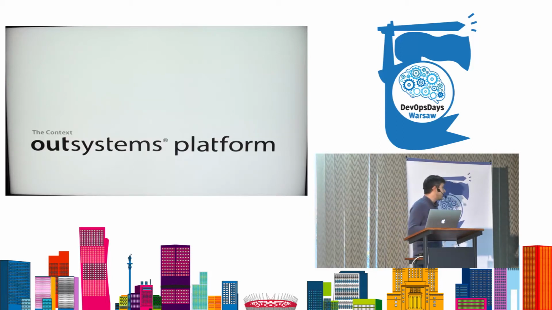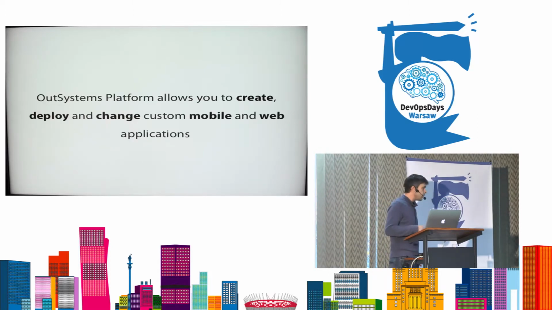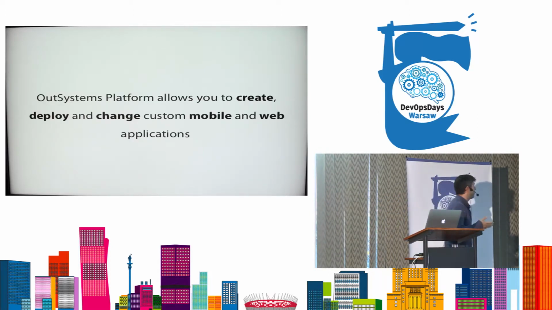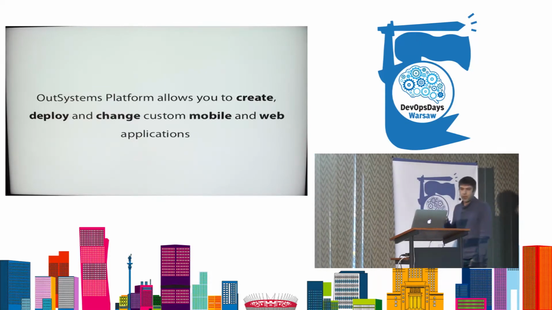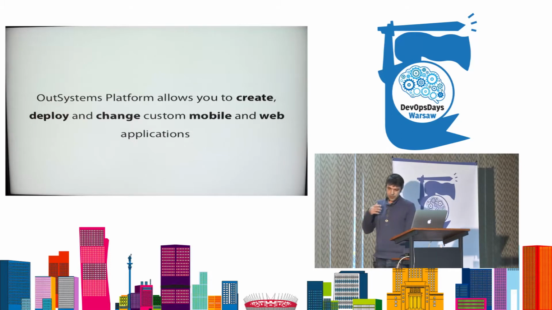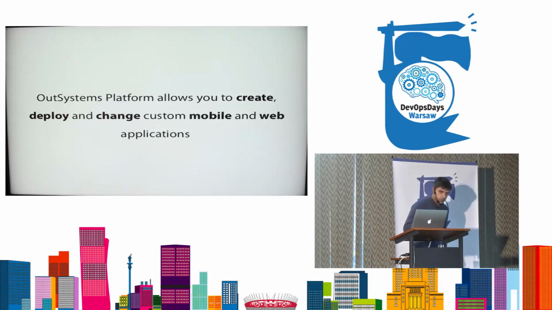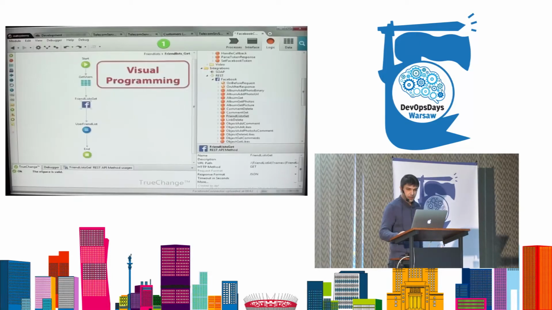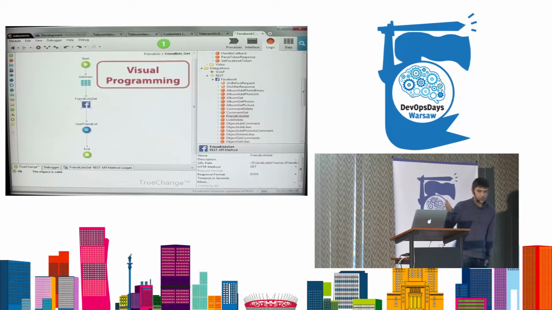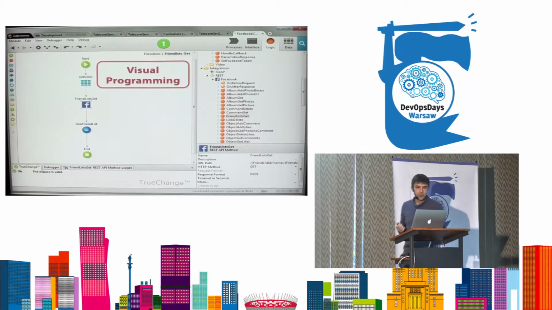So what is the OutSystems Platform? It's a product that we sell. It's the only product that we sell. And it allows you to create, deploy, and change custom hybrid mobile apps and web applications really, really easy. At least that's what we think it does. And it's a bit like Visual Studio and Eclipse for Java, if you know those languages.